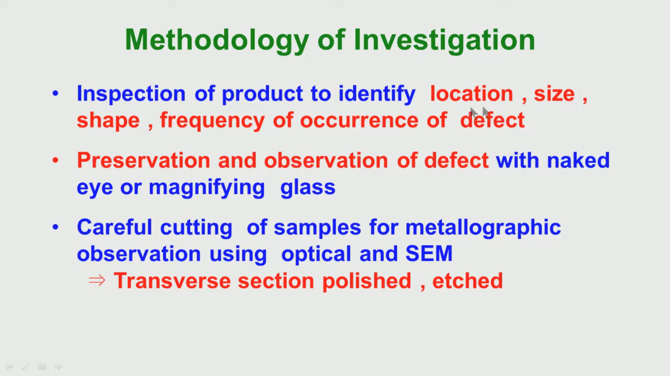So we have to identify the location of the defect on either the cast or the final product surface, whether it is near the corner, off corner, or whatever it is. And then the size, we must know what the size of the defect is, and what the shape is.